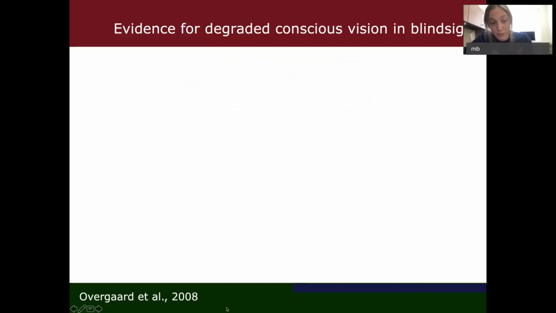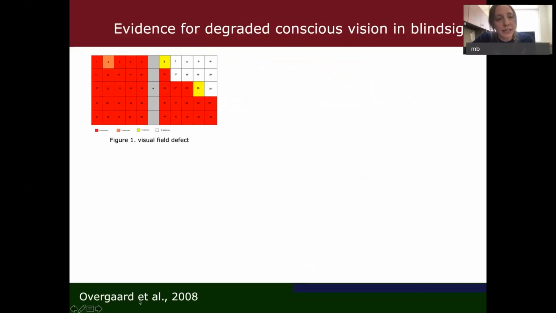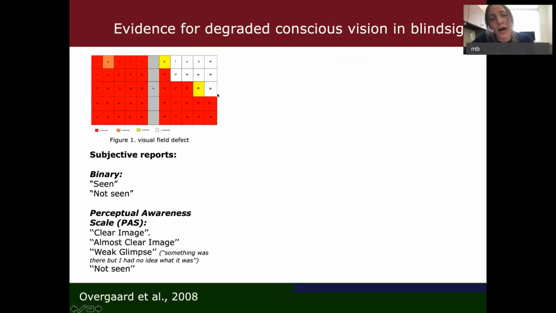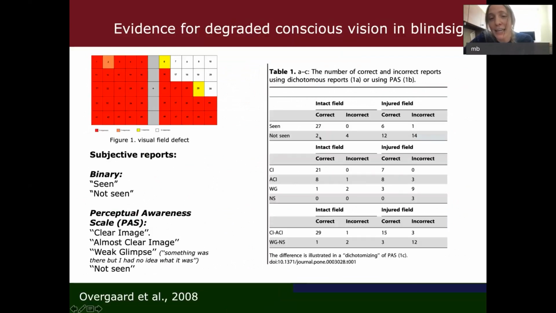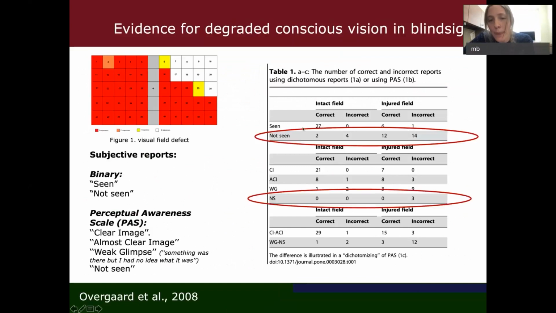There's a very nice study by Overgaard in one patient with Blindsight, where she had a visual field defect on one quadrant. And if you ask binary questions versus a more continuous consciousness scale with partial awareness in it, you get very different results. Blindsight is actually obtained if you ask binary questions. But if you account for partial awareness, you don't find Blindsight anymore.